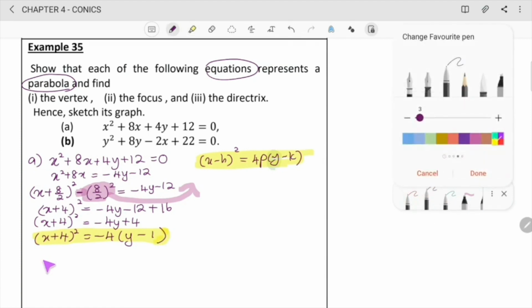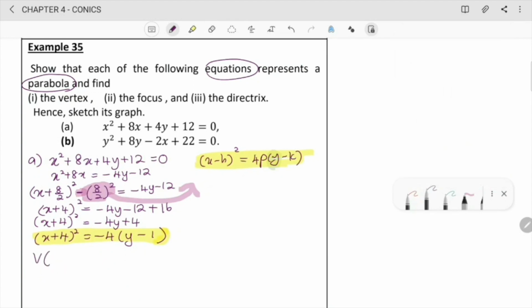Now you need to find the vertex from your equation, where x will be h, so it will be negative 4, and y will be k, so it will be 1. Then we need to find the value of p. You have negative 4 equal to 4p, so p is equal to 1. We have the positive and negative formulas, so we compare it with the negative, and the p will be 1.